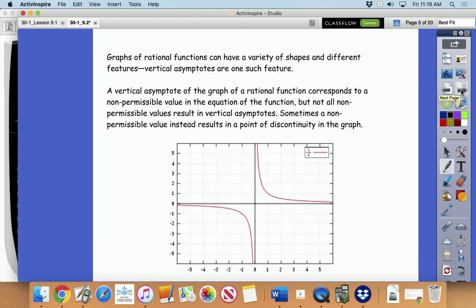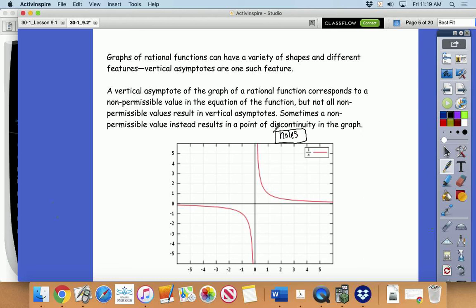So the graphs of rational functions can have a variety of shapes. They can come from linear functions, they can come from quadratics. So we want to look at those non-permissible values. So that's going to give us those vertical asymptotes. We also want to look at x-intercepts. That's what's left at the top as factors. Those are x-intercepts. And we want to look at points of discontinuity, also called holes on the graph.